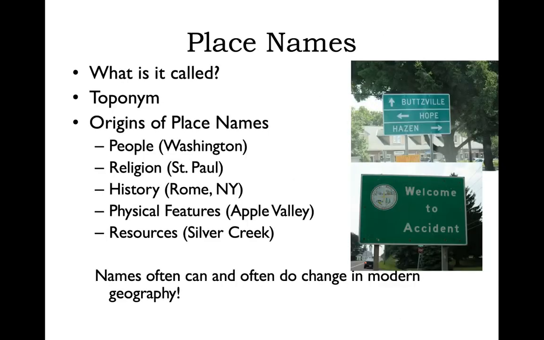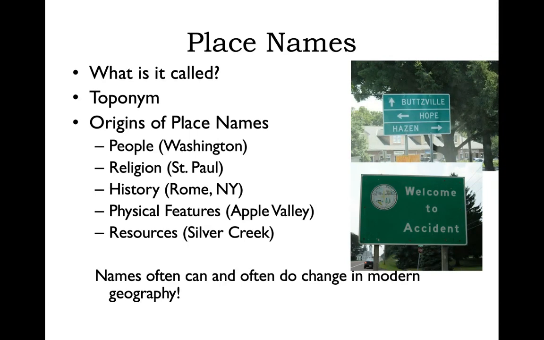Place names are what a place is called. The official scientific fancy name for place name is called toponym. So the toponym of this high school where we are at is called Park High School. The toponym of the town in which Park High School exists is Cottage Grove. The toponym of the state that we live in is Minnesota.